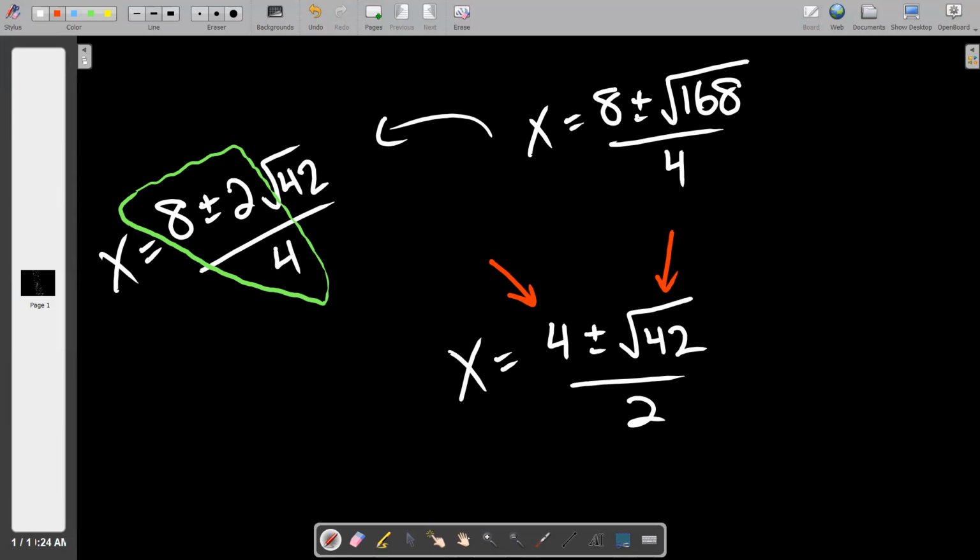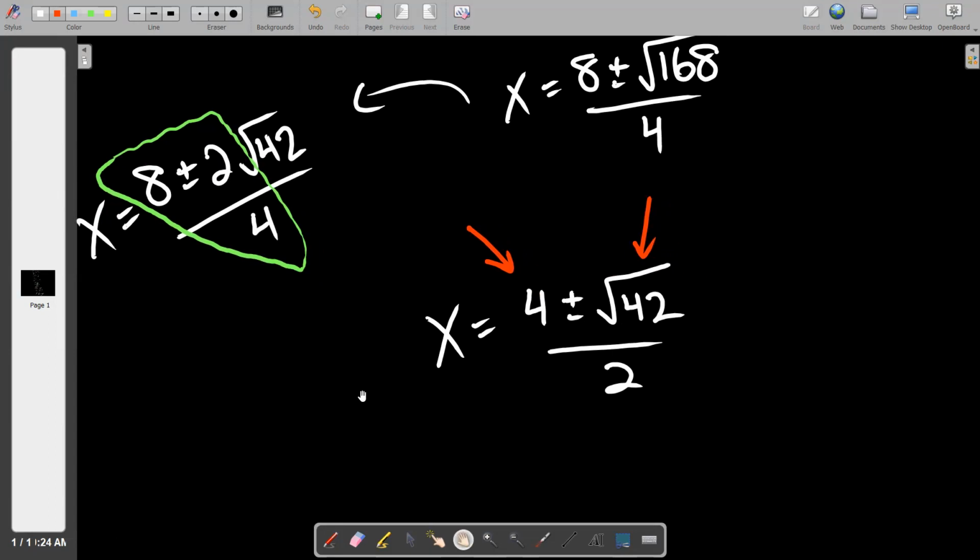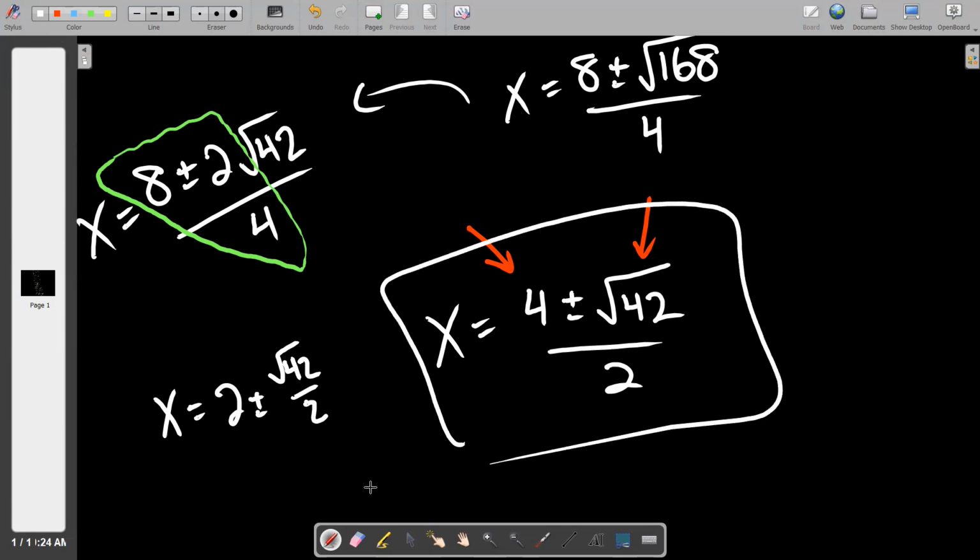And some people do it this way. Some math teachers actually do it this way. Some books might like you to do it this way. So if you wanted to go further, you could put x equals 2 plus or minus root 42 over 2. But again, the division of 2 has to be applied equitably to both parts of the term. So I don't see the point in pressing on beyond here. Does that make sense? Okay.